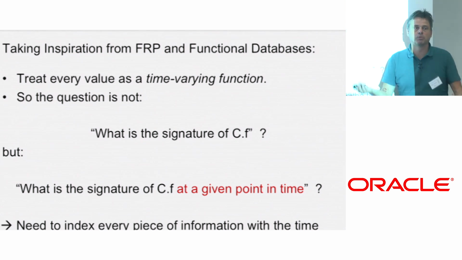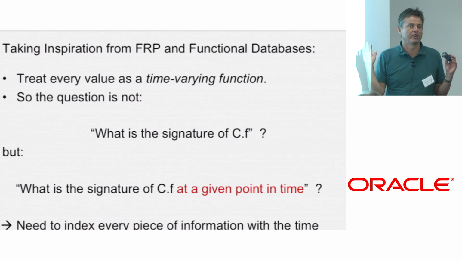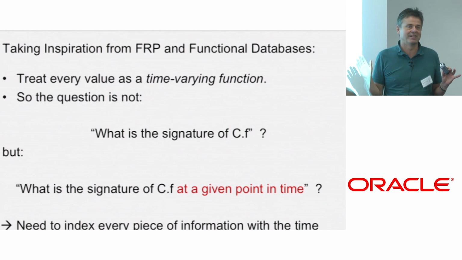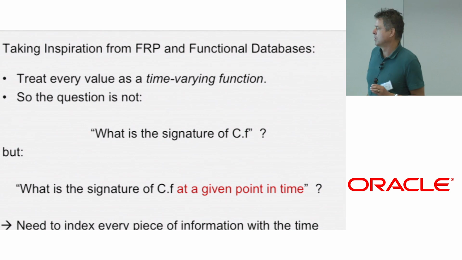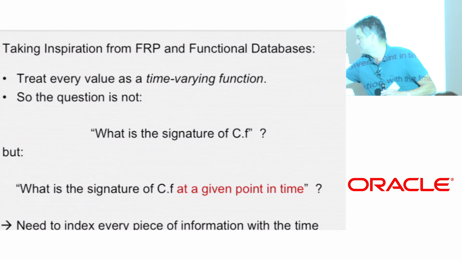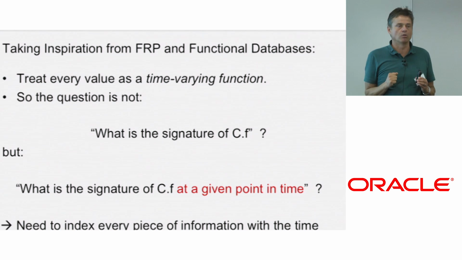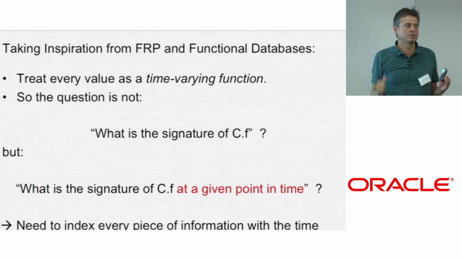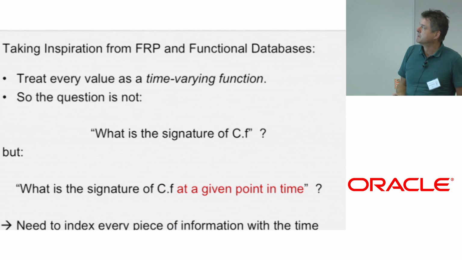And remember, we want to be functional. Of course, if you were imperative, then, well, anytime you ask, you might get a different value. So that's not an issue. But we want to model this thing functionally. So what we then need to do is index every piece of information with the time where it holds. So that's essentially our information space: the signature of c.f at a given period.